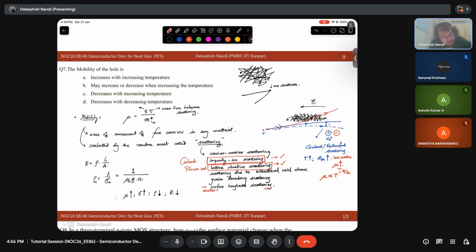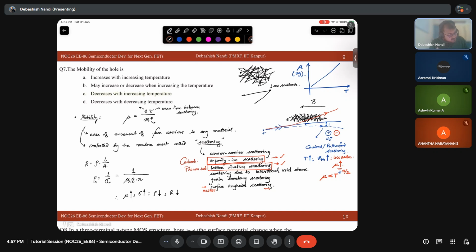Fine. So I will draw a plot of temperature versus mobility. So your Coulombic scattering is something like this. If your temperature increases, mobility increases. This is log scale, remember. So that is why my power law becomes this, right? So this is increasing, right? This will be positive. If temperature increases, mobility increases.